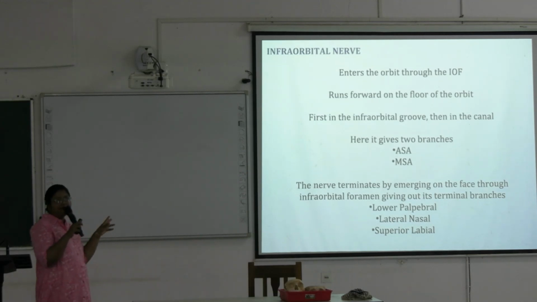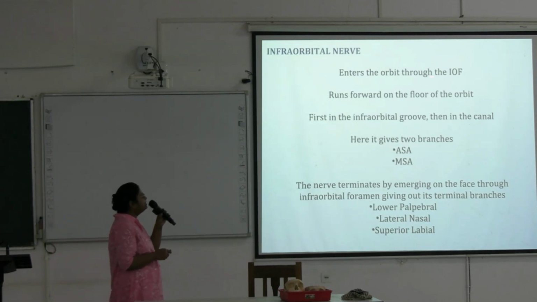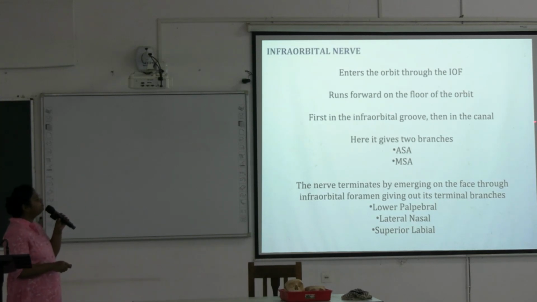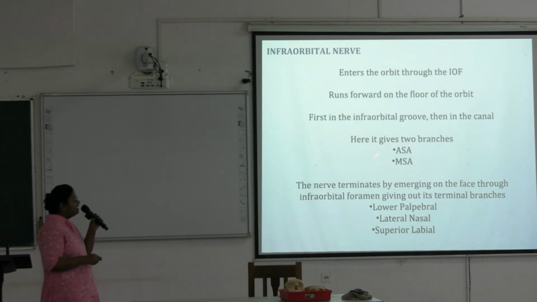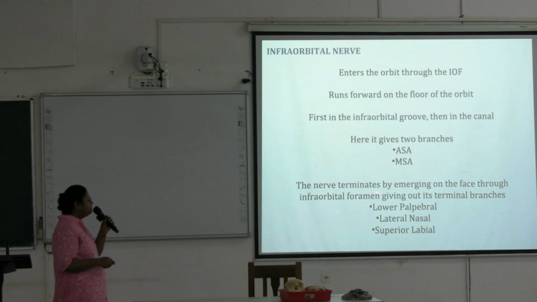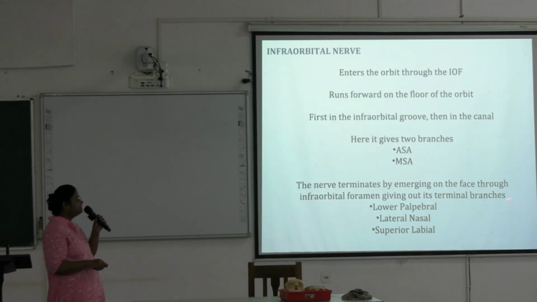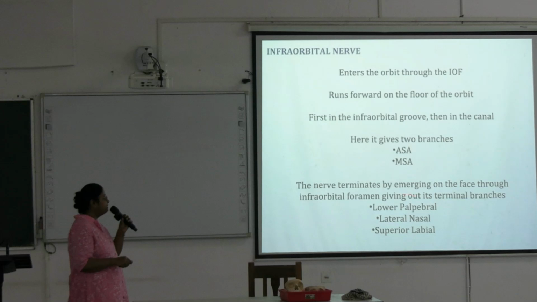This is asked in your viva, where it comes from, which branch. Infraorbital nerve enters the orbit through the infraorbital foramen, runs forward on the floor of the orbit, first in the infraorbital groove, then in the infraorbital canal, and here it gives these 2 branches, anterior superior alveolar and middle superior alveolar. The nerve terminates by emerging on the face through the infraorbital foramen, giving out its terminal branches: lower palpebral, lateral nasal, superior labial. Okay, these are branches of infraorbital nerve.